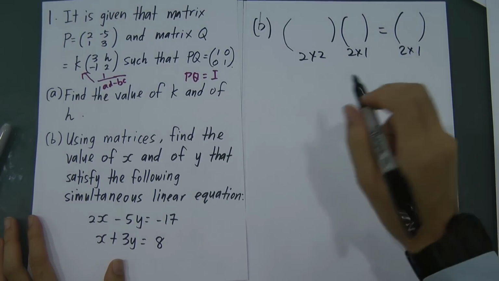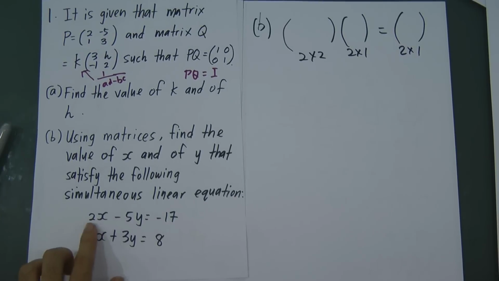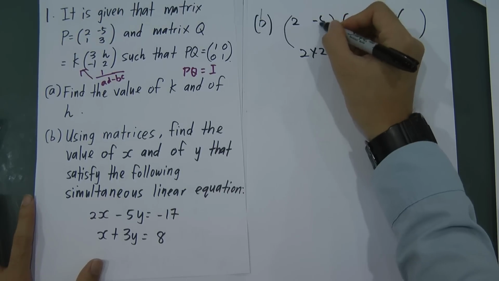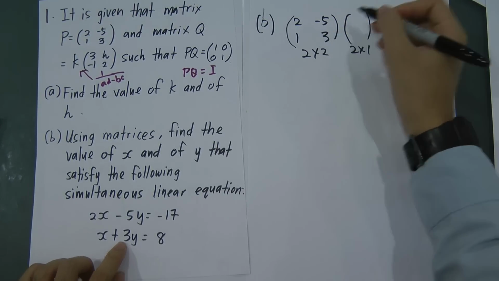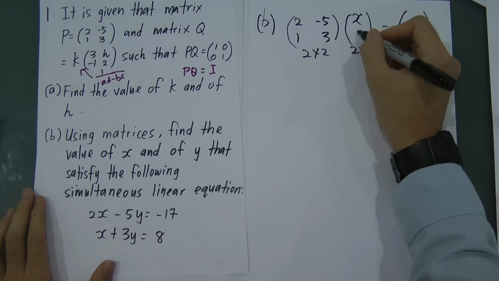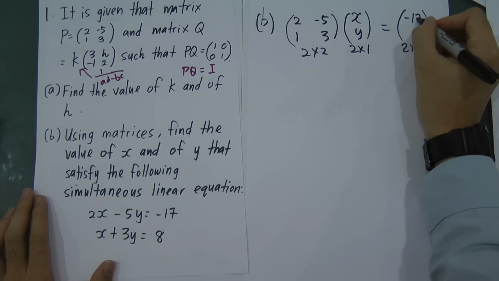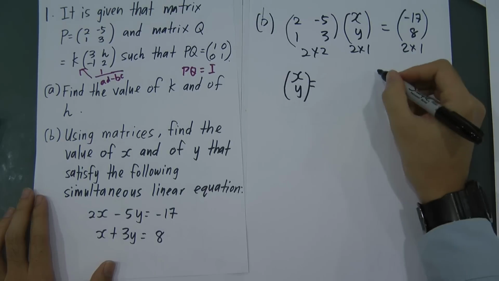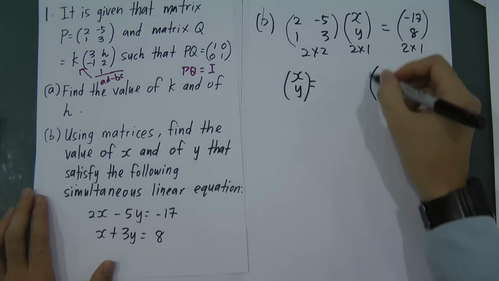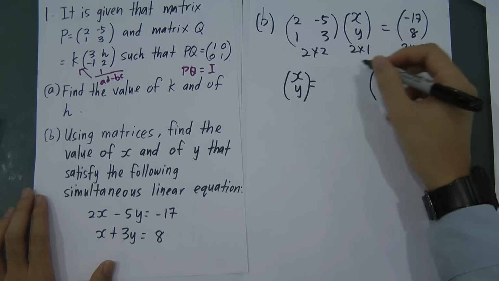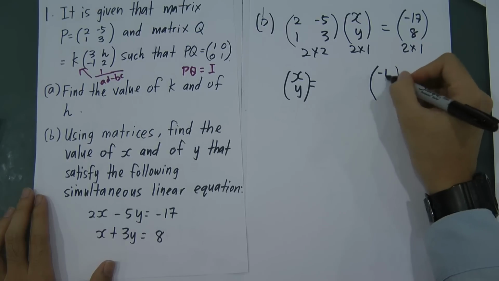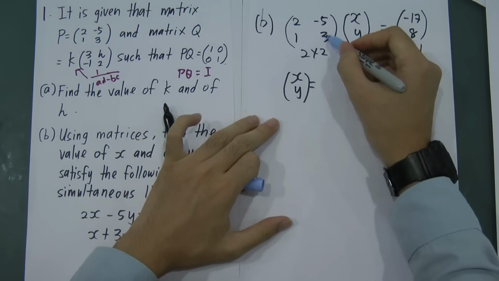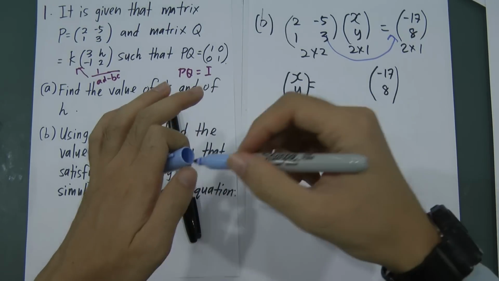However, all this order you don't need to write in the exam. So over here, I know this is 2, negative 5, 1, and 3. So I write 2, negative 5, 1, and 3. This is x, this is y, and then this is negative 17, and this is 8. In order to find x, y, I have to move the inverse matrix over here and multiply with negative 17 and 8. I say this matrix, you have to move in front of this matrix.